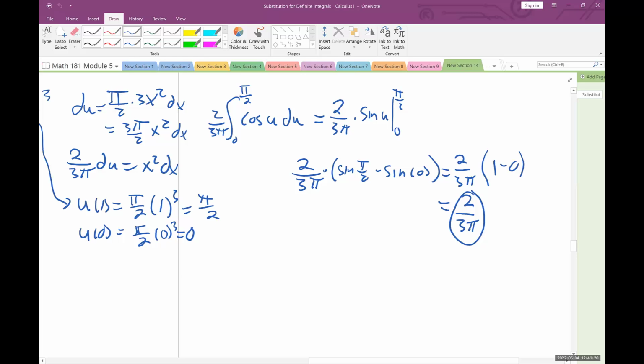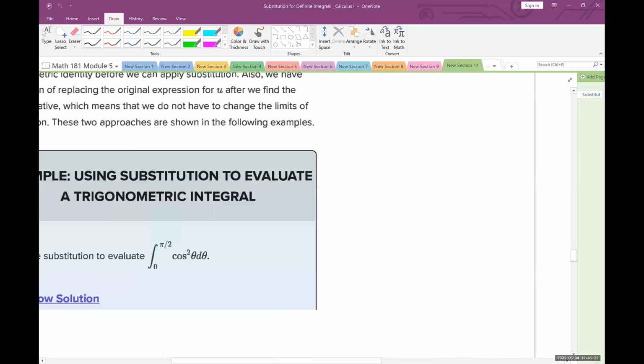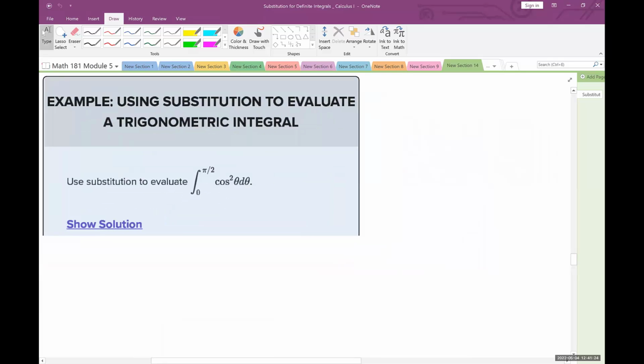Okay, then let's go ahead and move on. Here's another one. Use substitution to evaluate the integral from 0 to pi over 2 of cosine squared theta d theta. So this one's a little trickier in my opinion. In fact, I'll say it's a lot trickier because normally when we have a cosine as an inside function. What this is saying is the integral from 0 to pi over 2 of cosine of theta, squared, d theta. So it's something squared, and that inside function is a cosine function.